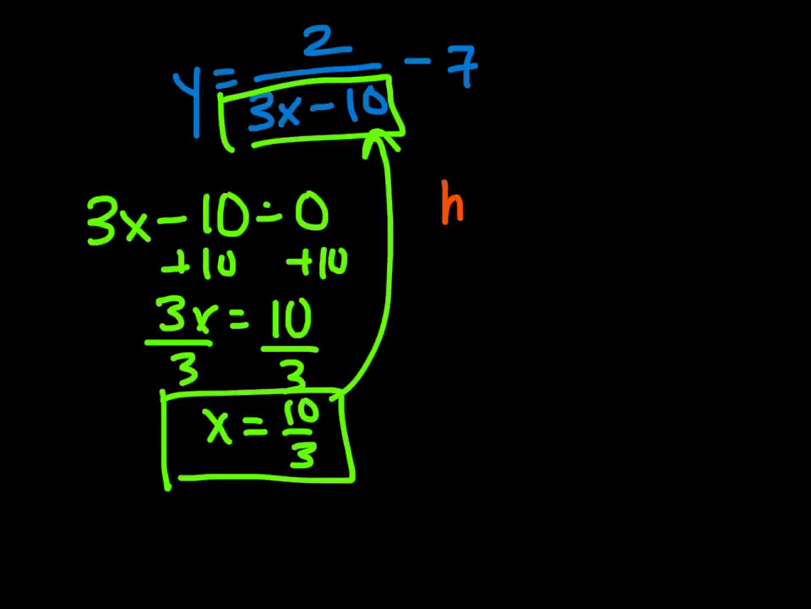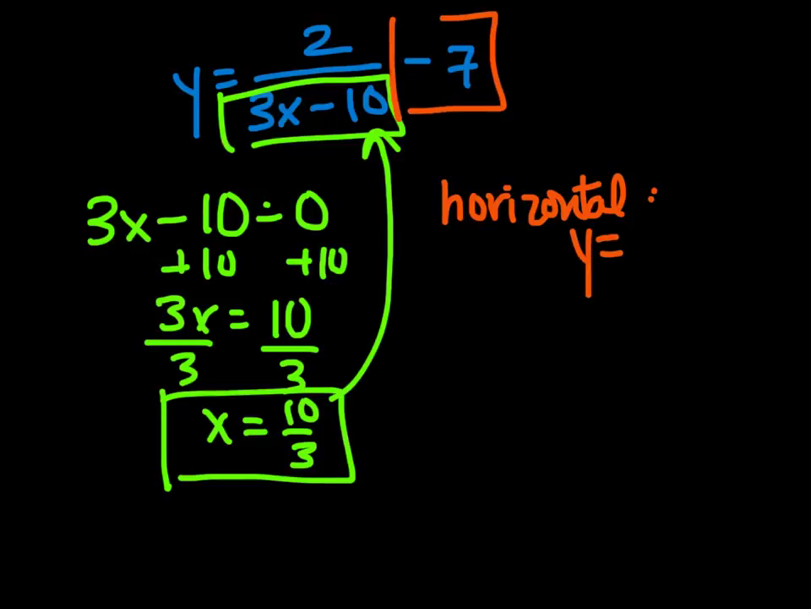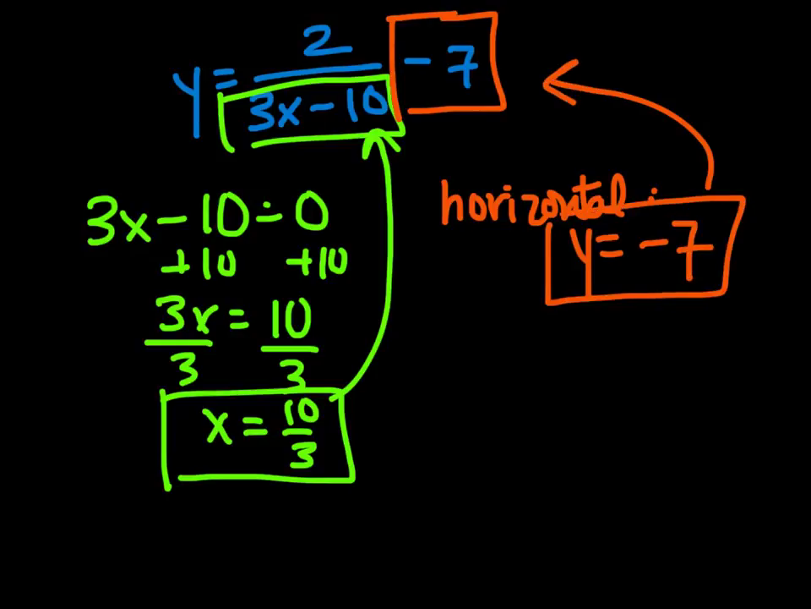Our horizontal asymptote is at y equals. Right now we have negative 7 there. So at negative 7 is our y asymptote because that is essentially our c term.